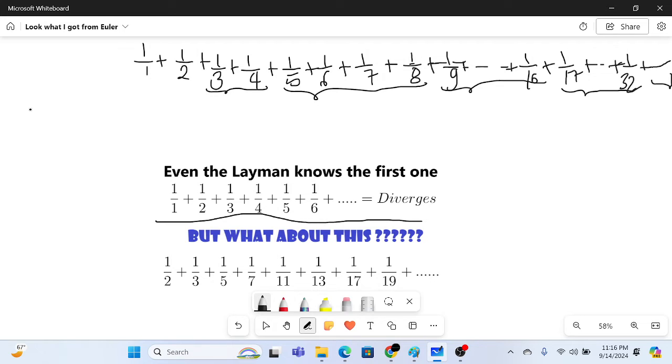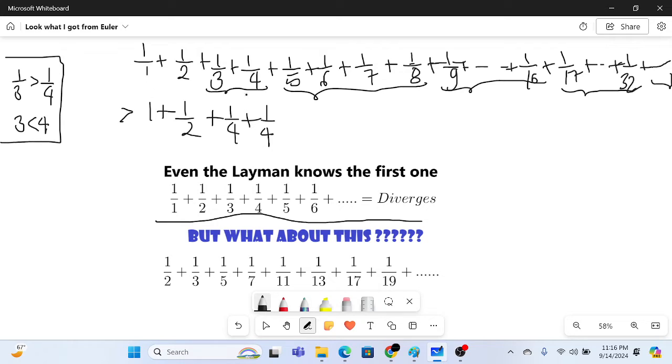Now we know that this sum will be greater than 1 plus 1 by 2 plus 1 by 4 plus 1 by 4. Note that I'm writing 1 by 3 is greater than 1 by 4. I think that's obvious, because if you just reciprocate, 3 is less than 4, right? And also because if it's a bigger number in the denominator, that will be smaller. So then this should be bigger than 1 by 8, 1 by 8 plus 1 by 6 bigger than 1 by 8.